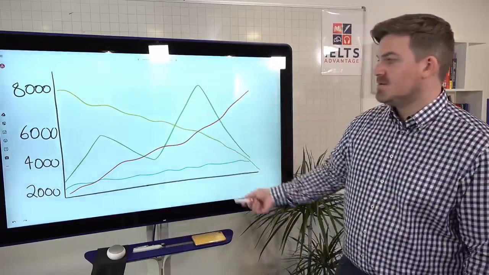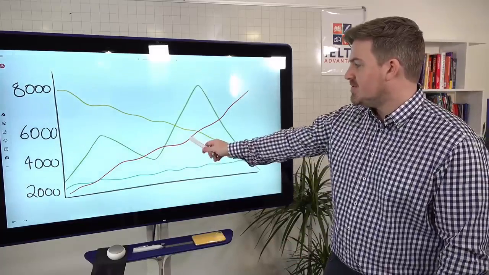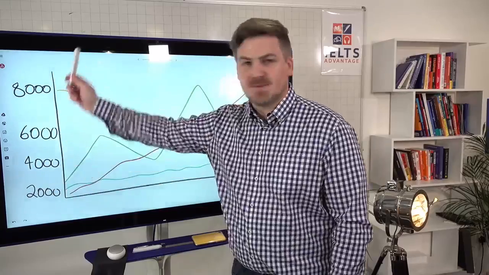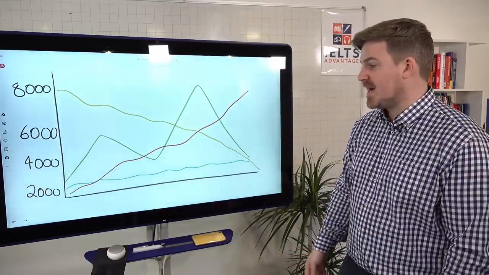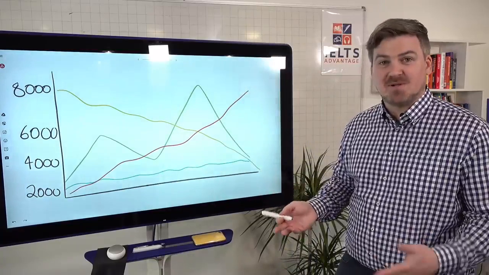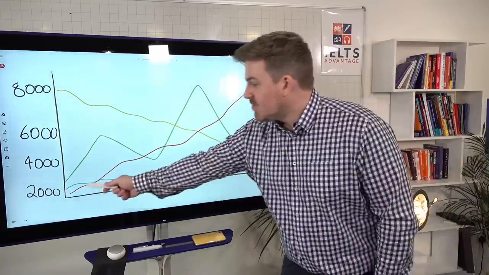So we have 4 lines. We've got a blue line, a red line, a green line, and a yellow line. And it just goes from 2,000 up to 8,000. So let's look at what the data actually says. The blue line stays pretty much stable. It stays around the same value, around 2000.